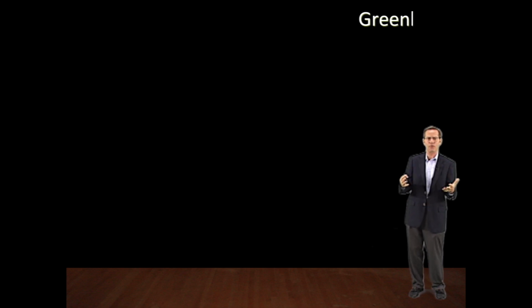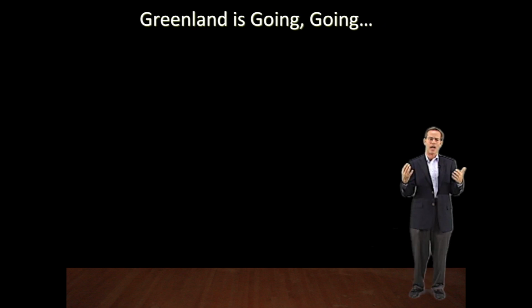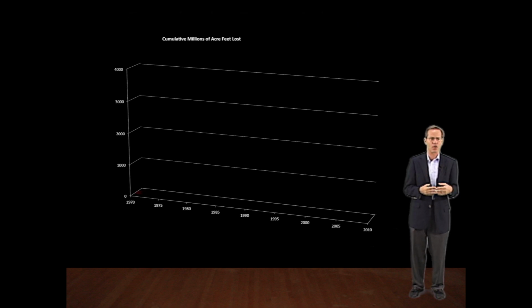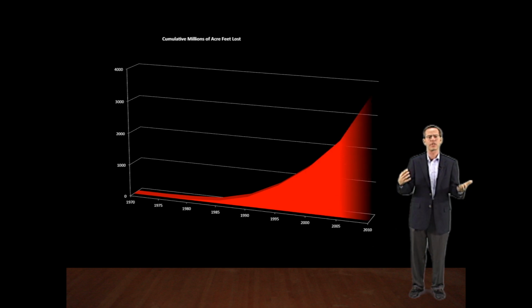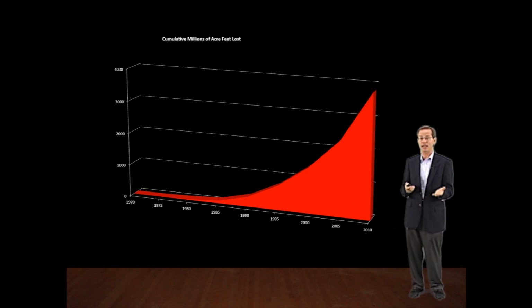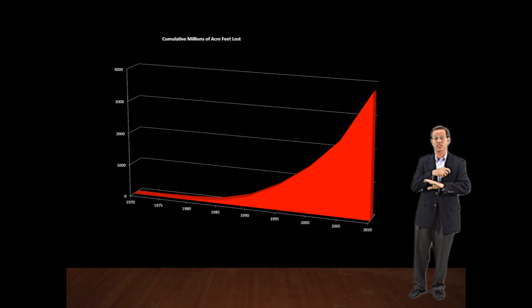But let's look at how fast that's going, because we need to accumulate how much ice has really left the scene. So the cumulative millions of acre-feet lost, as you can see, we're talking about north of 3 and heading to 4 billion acre-feet lost by 2010. This is absolutely substantial, and this is already going on in Greenland. So this isn't something new.